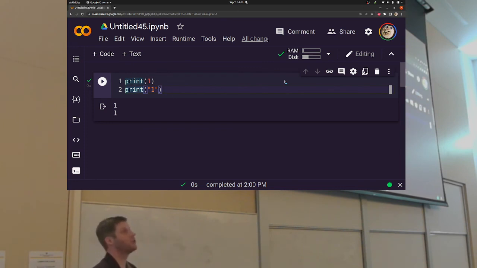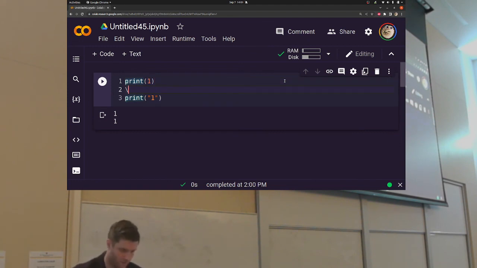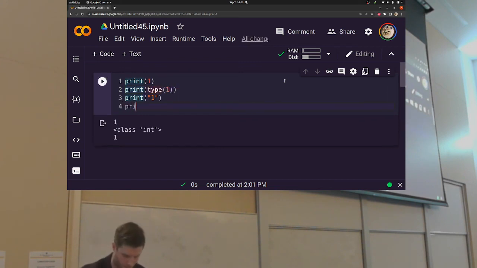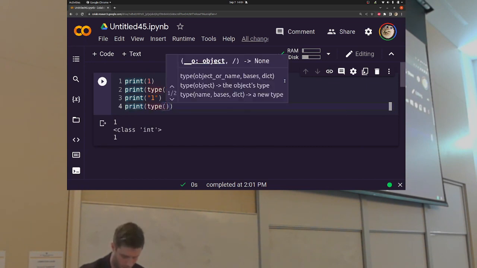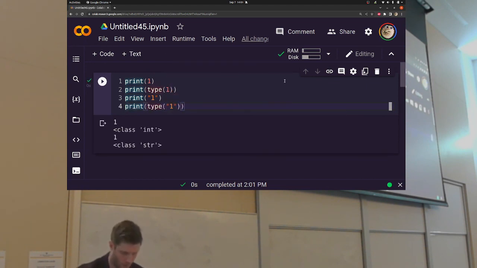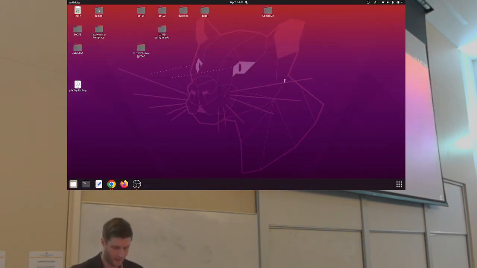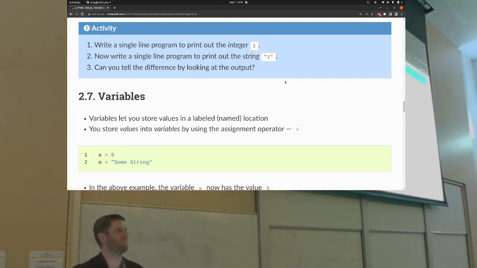So when in doubt, you can use that type function together with print. And, oh, that one's an int. There, 1, but that was an int, and then 1, and that's the string. So there is a way to find out. Any thoughts on that one?